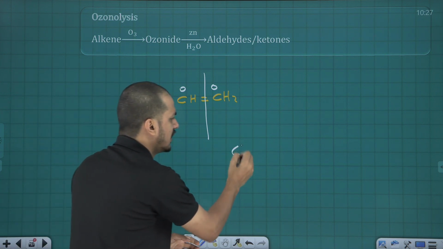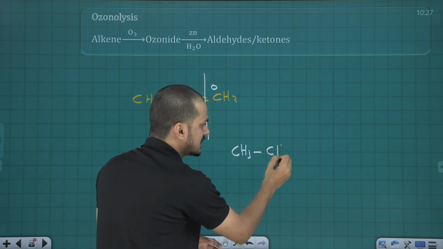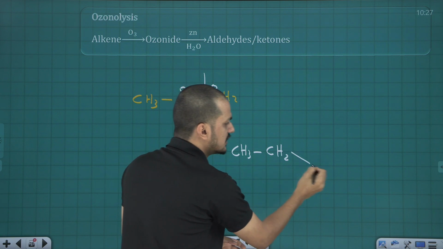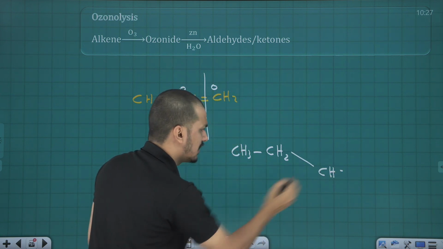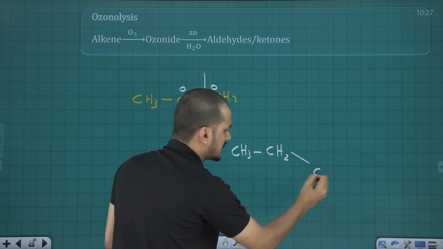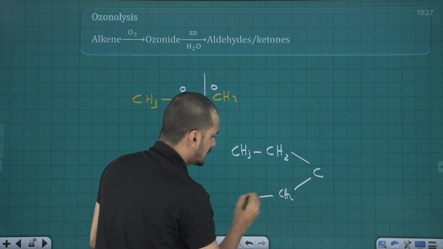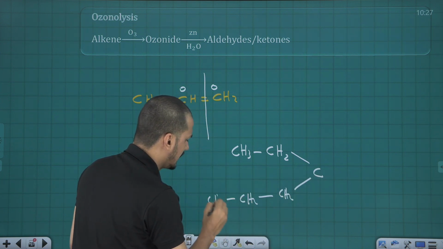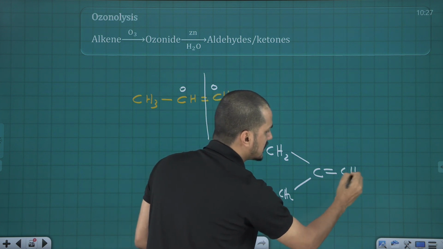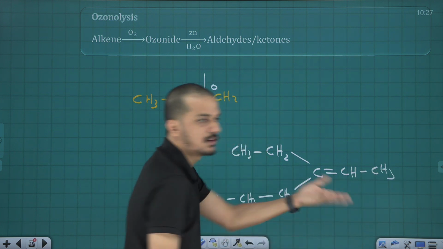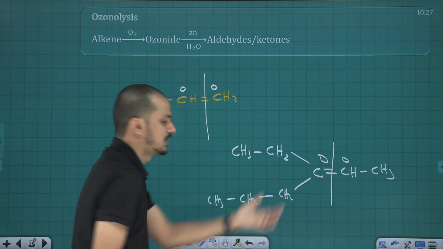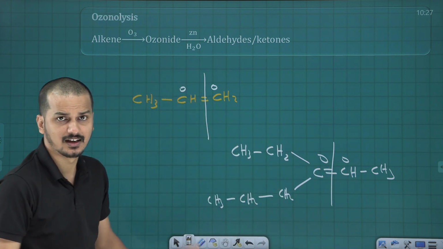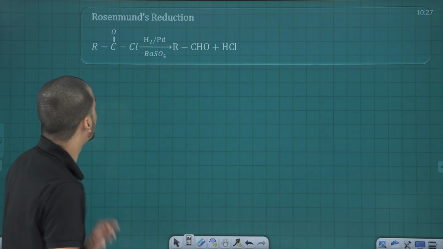Whatever the question they are giving, for example CH3, CH, CH2, CH, CH, C, here CH2, here CH2, here CH3, and here C double bond CH, single bond CH3. On ozonolysis, you break the double bond, here you put oxygen, here you put oxygen. That will be the answer. Idea clear? So that is ozonolysis, you know the idea.